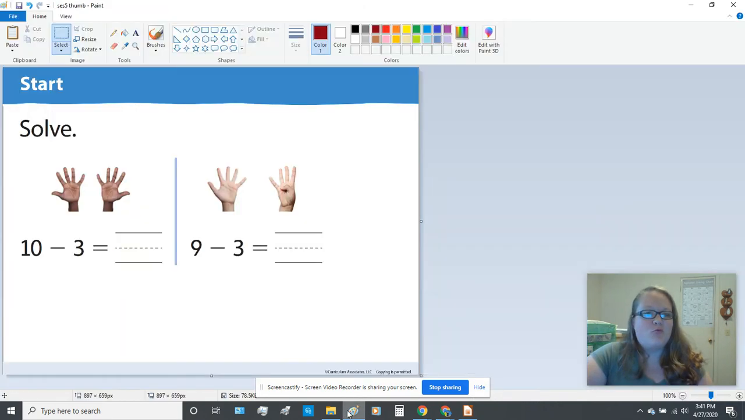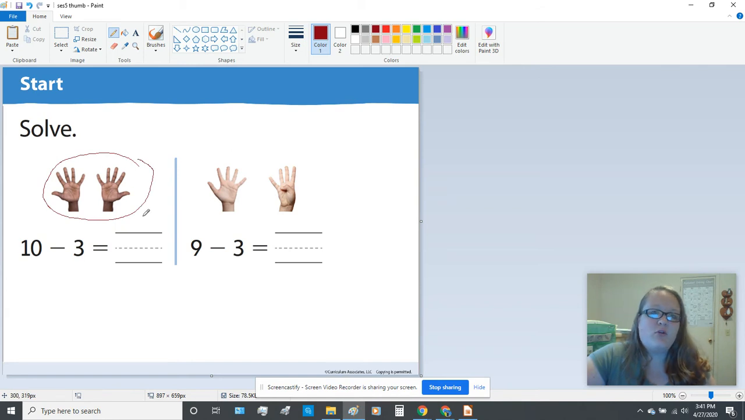And we're going to begin with a warm-up that looks a lot like the work done in Session 4. We have the fingers that are showing us how many we start with, and we're going to use a subtraction problem to see how many are left. So we're going to begin with this one here. It says 10 minus 3 equals blank. I see a picture here where it shows 10 fingers, and we're going to take 3 away. So I'm going to cross off 3 fingers, and we're going to count to see how many fingers are left.